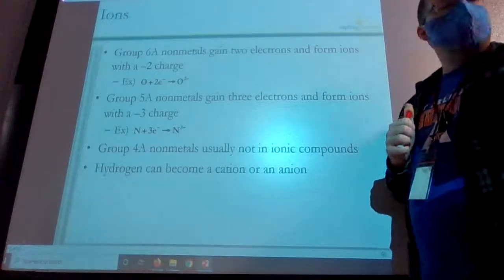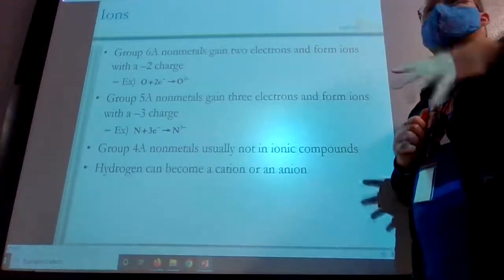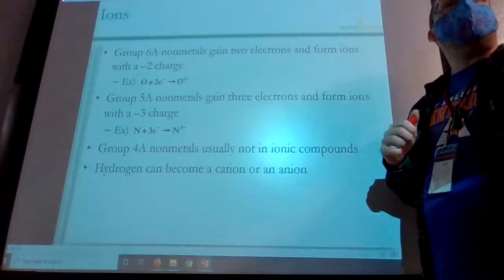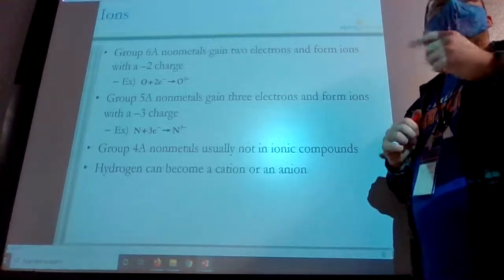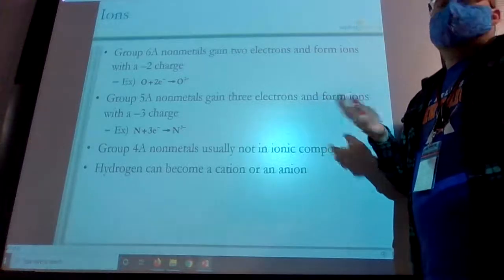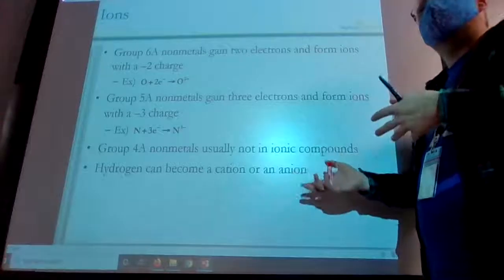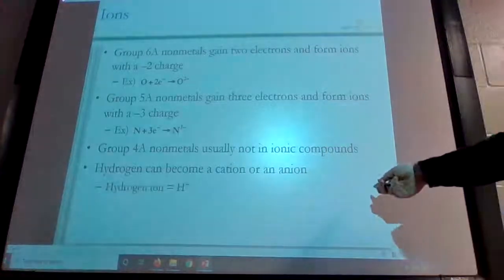How many electrons does hydrogen have in the valence shell? Just 1. But what's the most that hydrogen or helium can have in that top row? 2. Yeah, it's not going to get up to 8. So 1 electron is just as close to 2 as it is to 0. So hydrogen can give up an electron or take an electron and become positive or negative. It's a little bit special like that.